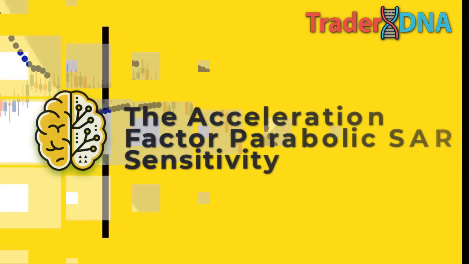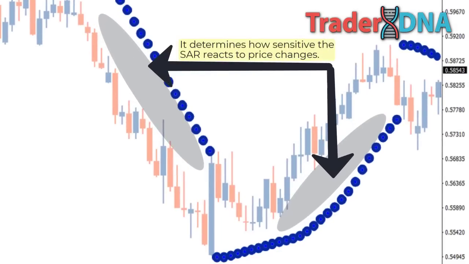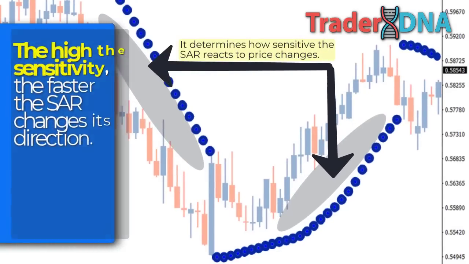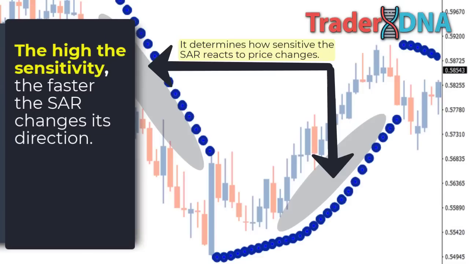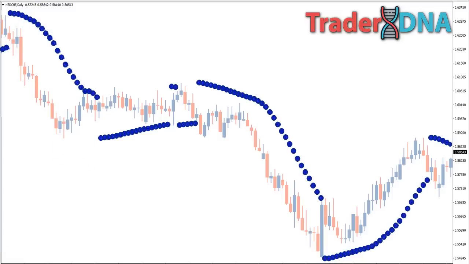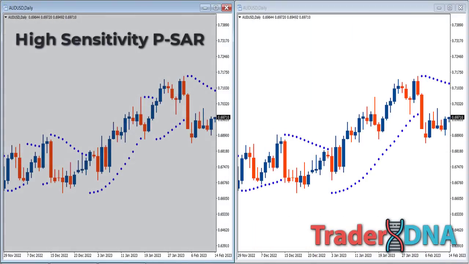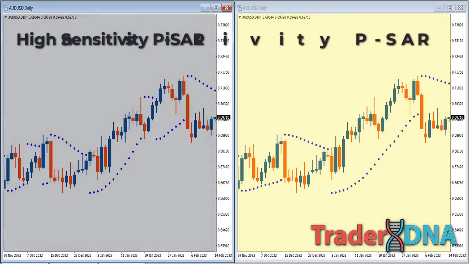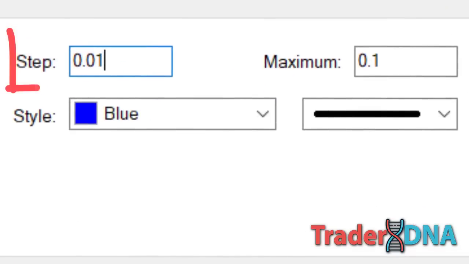The acceleration factor: parabolic SAR sensitivity. How close the SAR trails behind the price is a key factor because it determines how sensitive the SAR reacts to price changes. The higher the sensitivity, the faster the SAR changes its direction. This can be both good and bad, depending on the objective of the trader. If a trader prefers to get in and out of trades quickly, a high sensitivity should be chosen. A trader whose objective it is to ride trades for an extended period and remain in trades during minor retracements should pick a lower sensitivity. In most charting platforms, the sensitivity is either called step or increment.